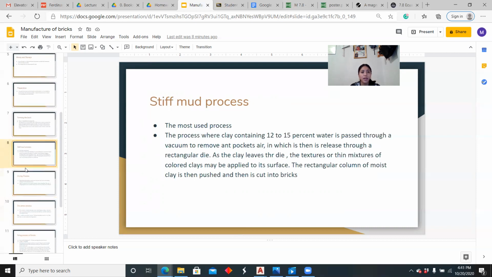Moving on, we have the second process, known as the stiff mud process. This is a process that is used mainly for construction bricks. This process is where clay containing 12 to 15% water is pressed through a vacuum to remove any air pockets, in which it is then released through a rectangular die. As the clay leaves the die, texture or thin mixtures of colored clay may be applied to its surface. The rectangular column of moist clay is then pushed and cut into bricks.